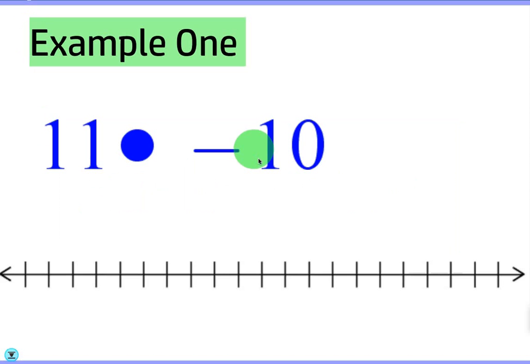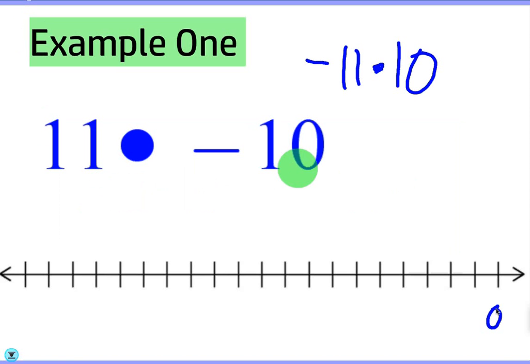11 times negative 10. Now you notice this one's a little bit different because the positive comes first, the negative comes second. But we've already learned that the order in which you multiply two numbers doesn't matter. So in fact, this is the same as, we'll write it up here, negative 11 times positive 10. And again, if you need conceptual help, just realize that if you're starting at negative 10 and you're multiplying it 11 times, you're going to be going this way, right? So your answer is going to be negative.